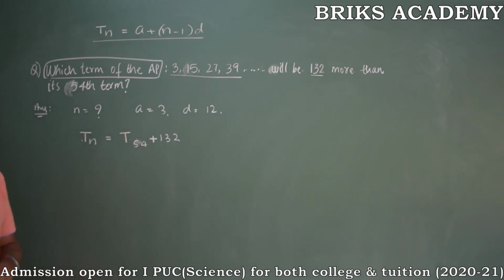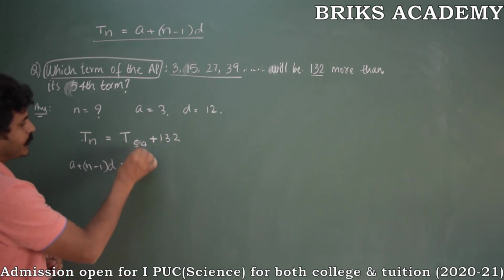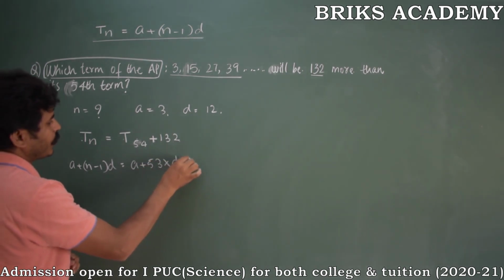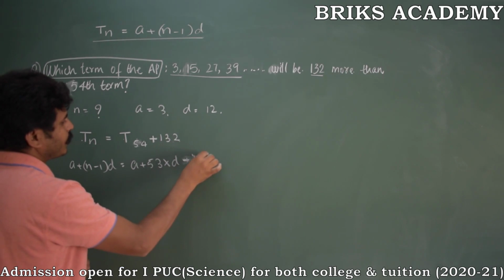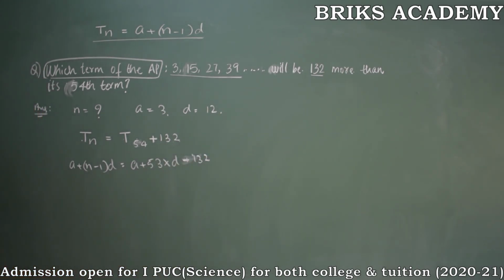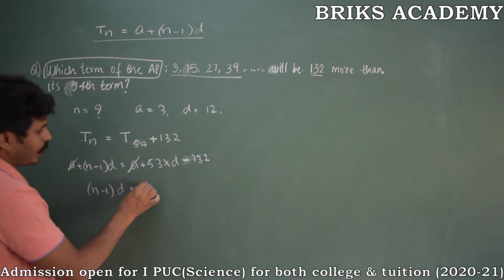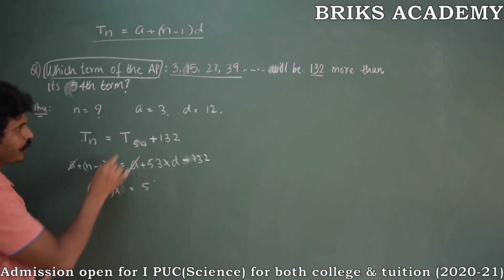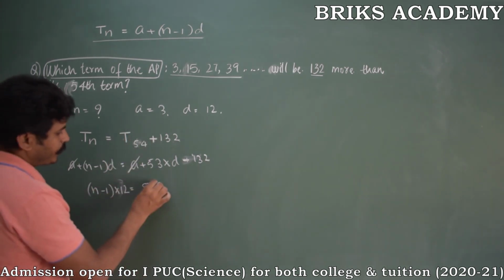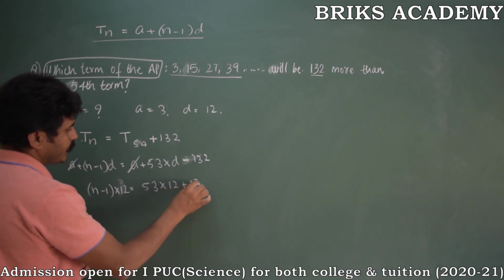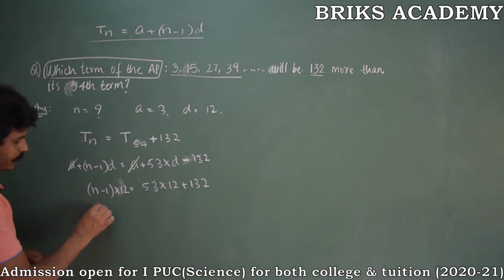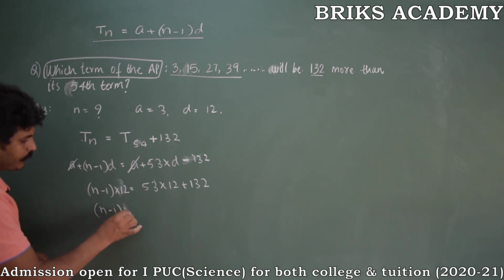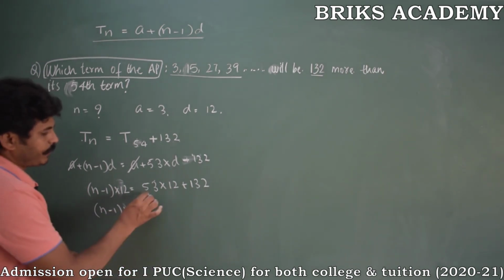See how to read it. So this is A plus n minus 1 into D. It is the nth term formula. The 54th term is nothing but A plus 1 less than this, 53 into D, equal to plus 132. Here A gets cancelled. N minus 1 into D equals 53. Here D also I can substitute. Into D, D is 12, equal to 53 into 12 plus 132. That is n minus 1 into 12 is equal to, what is 53 into 12?